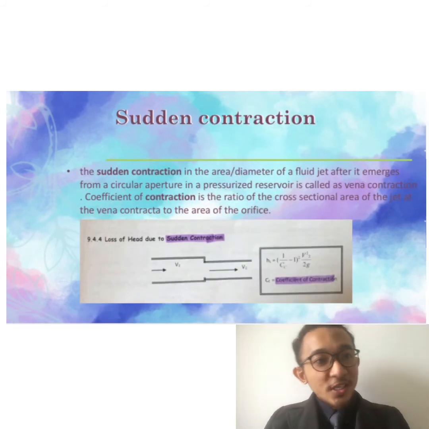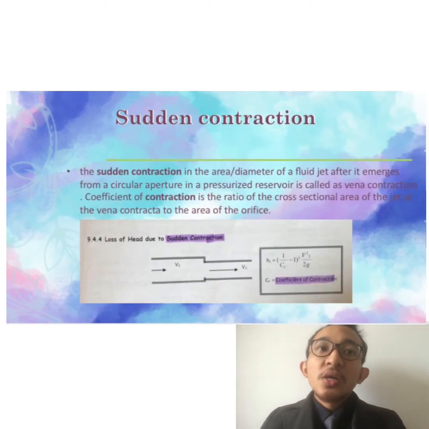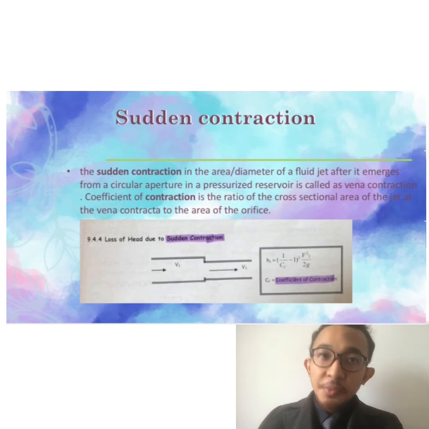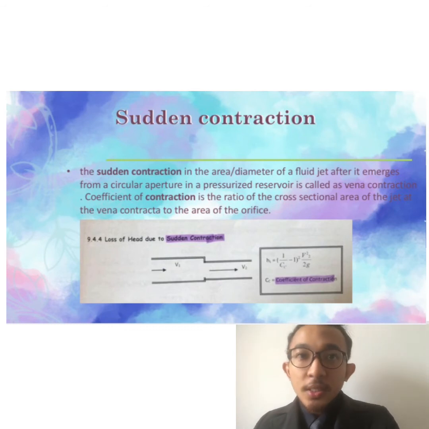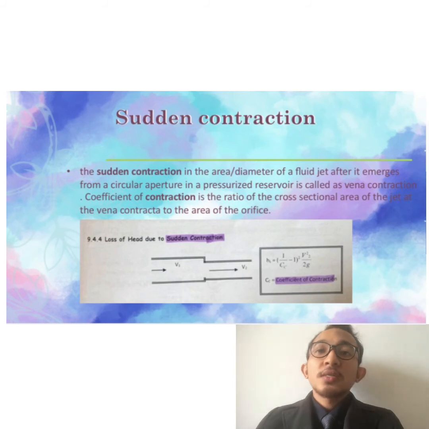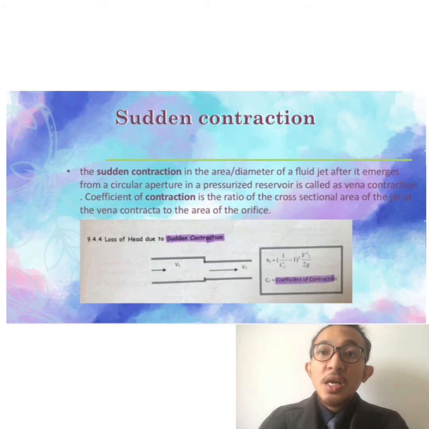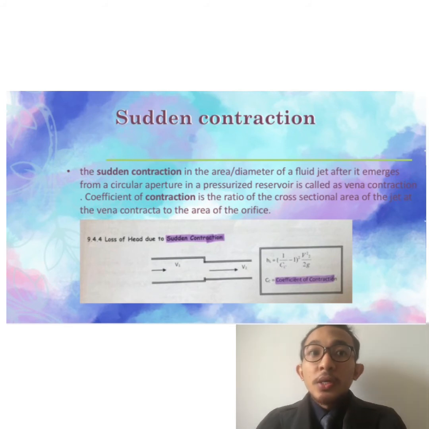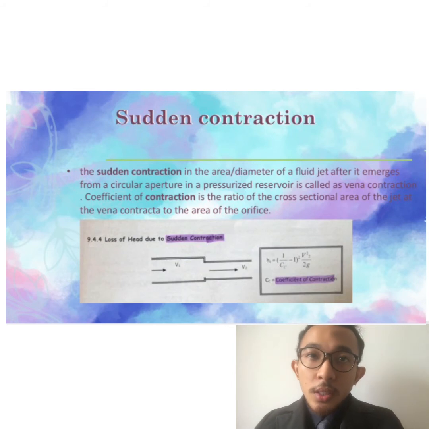For sudden contraction, the contraction in the area or diameter of the jet after it emerges from the circular aperture in the pressurized reservoir is called the vena contracta. The coefficient of contraction is the ratio of the cross-section area of the jet at the vena contracta to the area of the orifice.